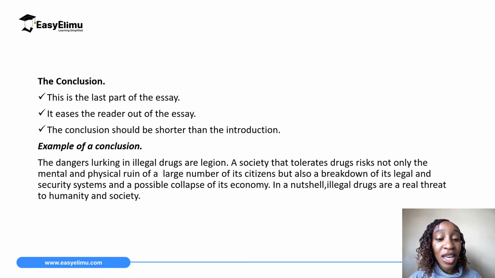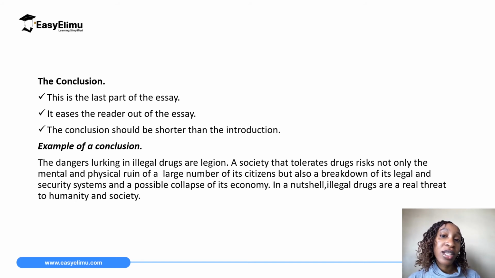The dangers lurking in illegal drugs are legion. A society that tolerates drugs risks not only the mental and physical ruin of a large number of its citizens, but also a breakdown of its legal and security systems and a possible collapse of its economy. In a nutshell, illegal drugs are the real threat to humanity and society.